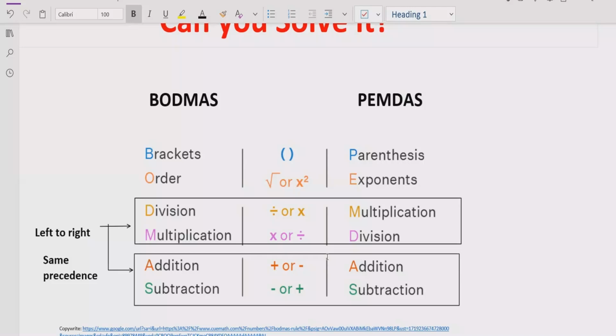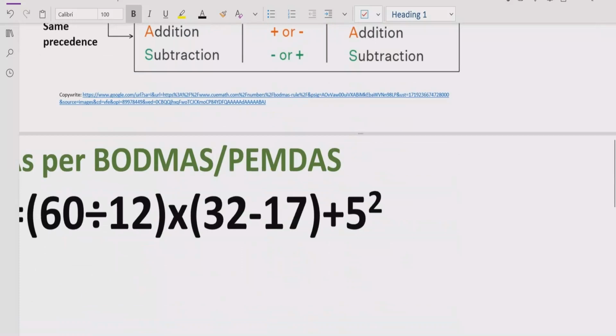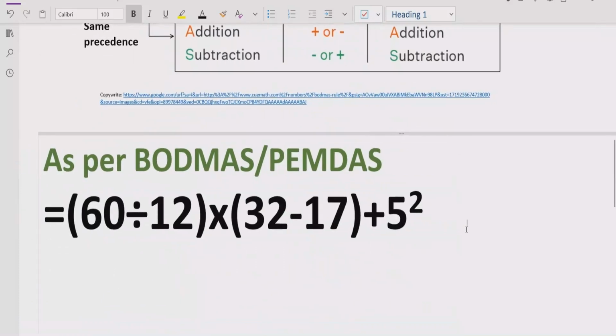Step number 3 is you have to solve division and multiplication. You have to go left to right in your expression and find out division and multiplication. Both have similar precedence, so you can solve any of them which is coming first. Similarly, for addition and subtraction, we have the same rule. We can solve addition first if it is coming first, and we can solve subtraction first if it is coming first. Now, move forward to solve the given expression.